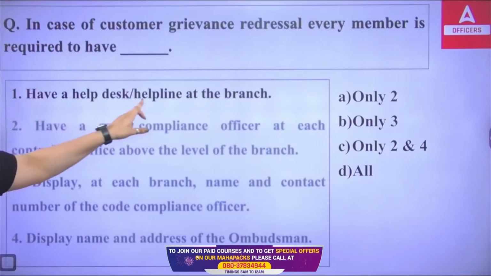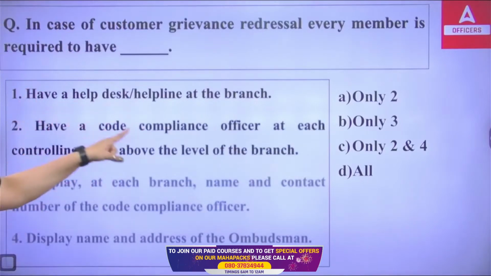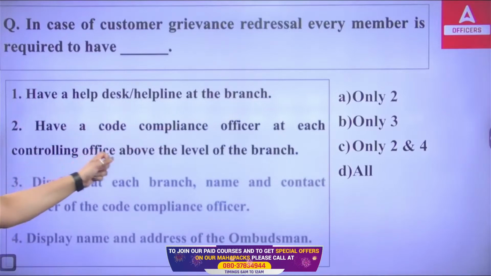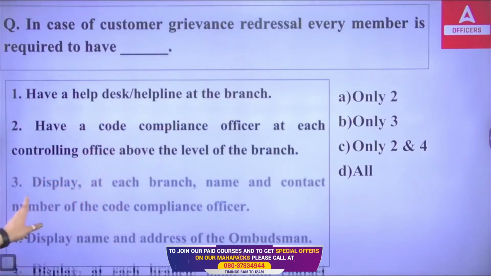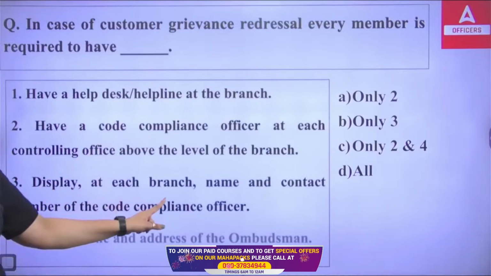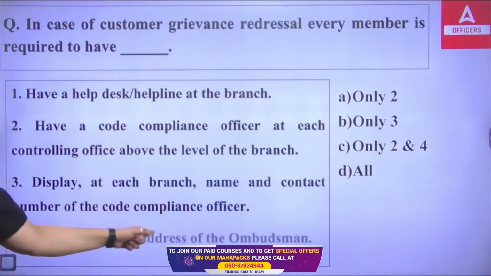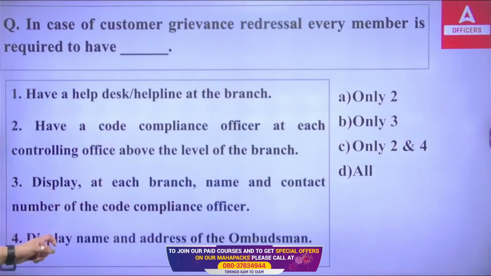To have a help desk, helpline at the branch, to have a code compliance officer at each controlling office above the level of the branch, to have display at each branch name and contact number of the code compliance officer, and to have display name and address of the ombudsman. So which of the following is correct? A, B, C or D? Which of the following is correct?